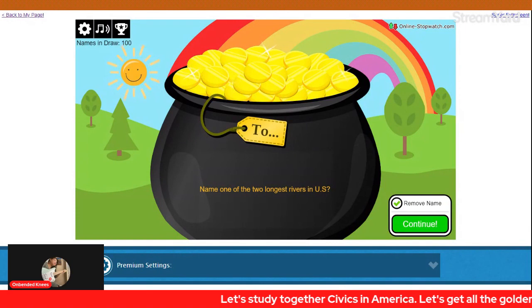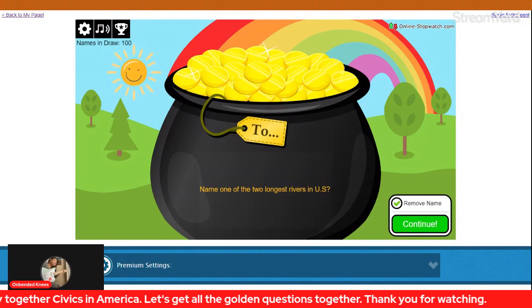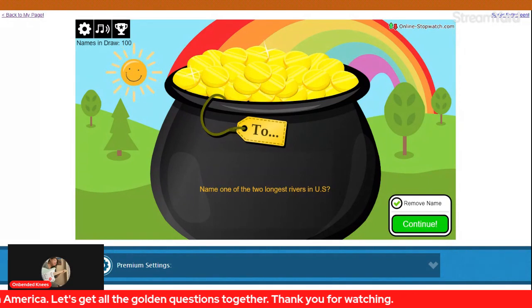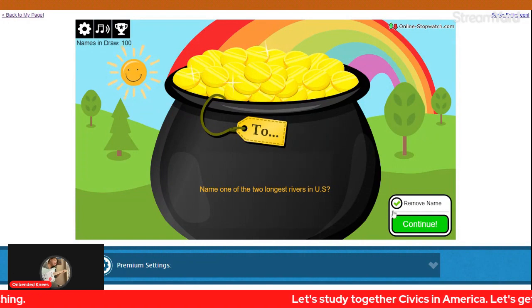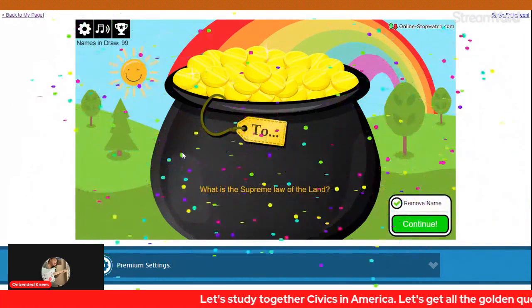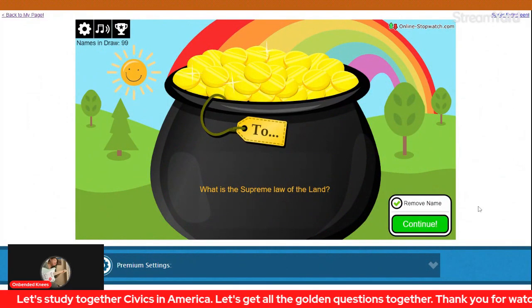Here we go, guys. First question. 100 questions, 6 answers. Name one of the two longest rivers in the United States. That's the Mississippi River. The other one is the Missouri. The supreme law of the land is the Constitution.